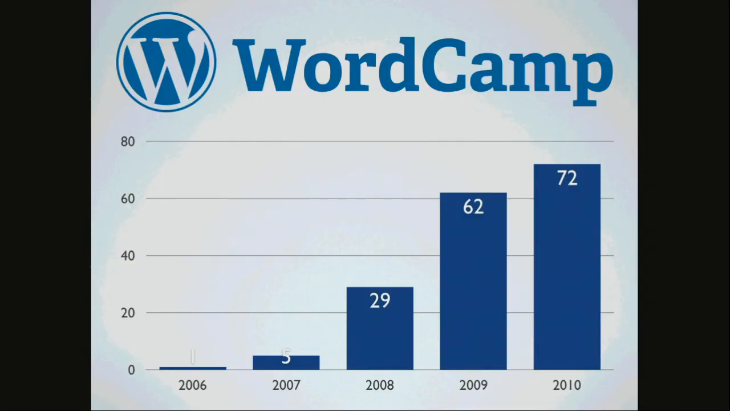The event grew in popularity from there. As you can see, by 2010, we had 72 WordCamps that we knew of around the world. When I say we, I'm being very unspecific, because there was actually no program support of WordCamps at this point. There was no oversight, and due to that lack of oversight and support, there were quite a few challenges that our organizers faced.